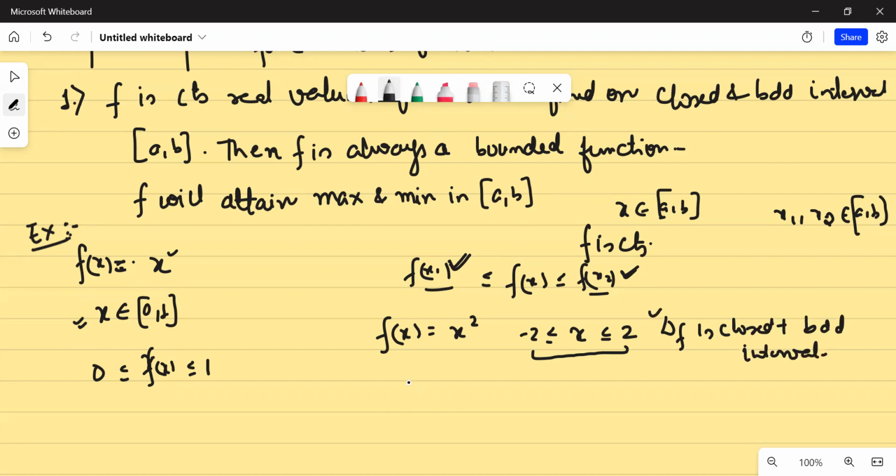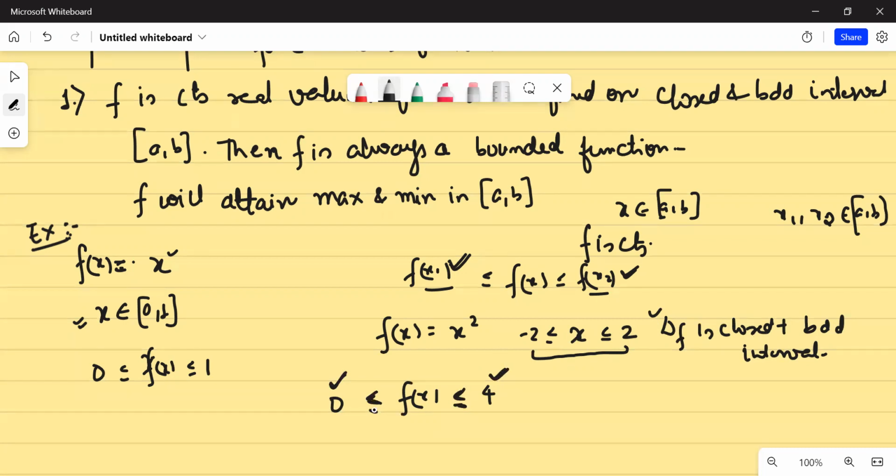Isn't it? So your function will lie between what? It will lie between 0 and 4. That is completely understandable. So your function has attained a maximum at 2, and a minimum at 0, somewhere between this. So the function has attained a maximum and a minimum, and it is included.